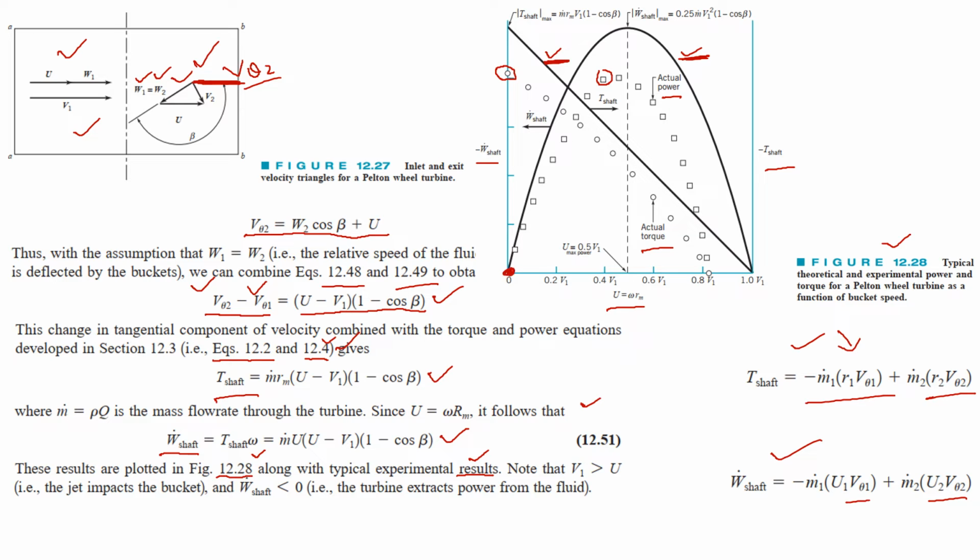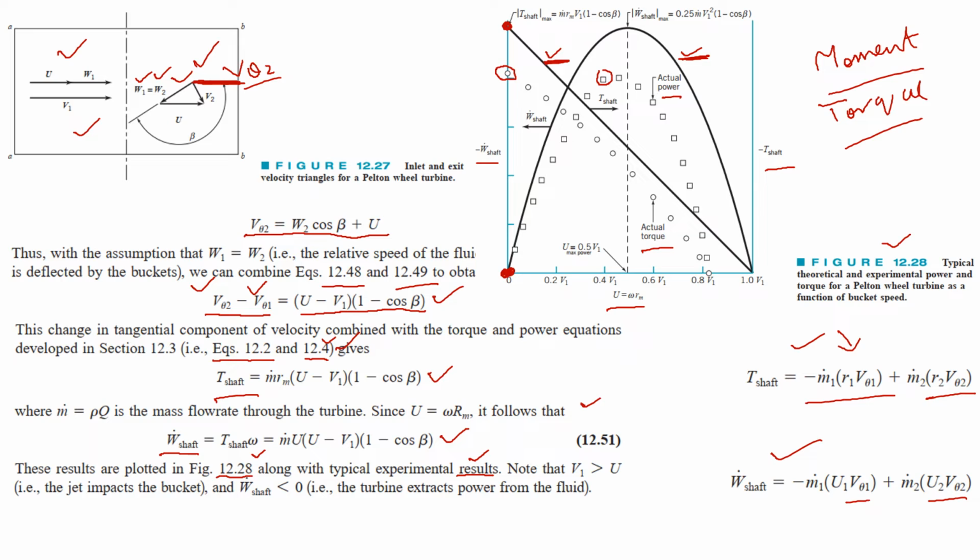At zero blade speed, you can see that the shaft torque is maximum. So what does that mean? This means that the reaction to rotation is maximum. For example, we talked about the difference between moment and torque. We talked about it quite often.